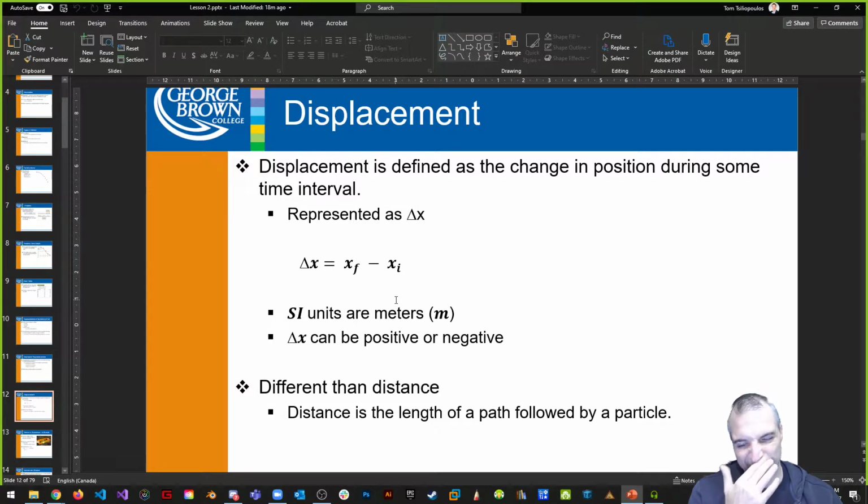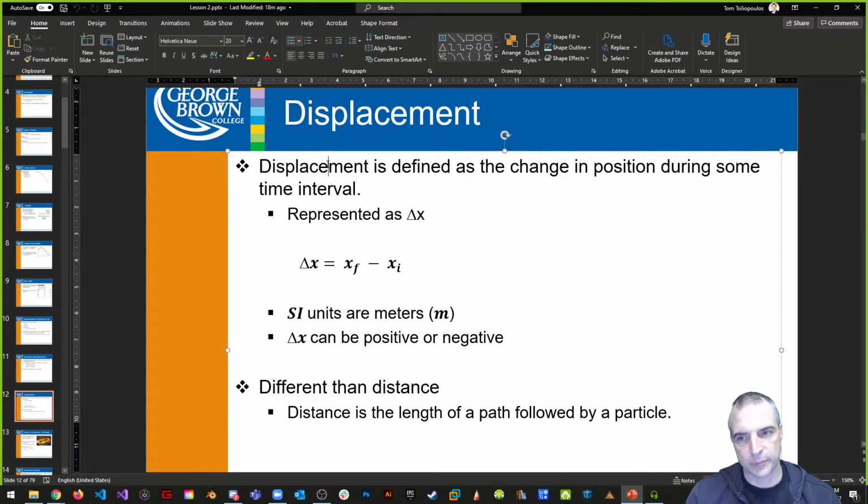Usually the standard units are measured in meters. That's what they are. Okay? And delta x can be positive or negative. And one thing to note is that displacement itself is different than distance. Displacement and distance are a lot of times thought to be the same thing, but actually it's not true.